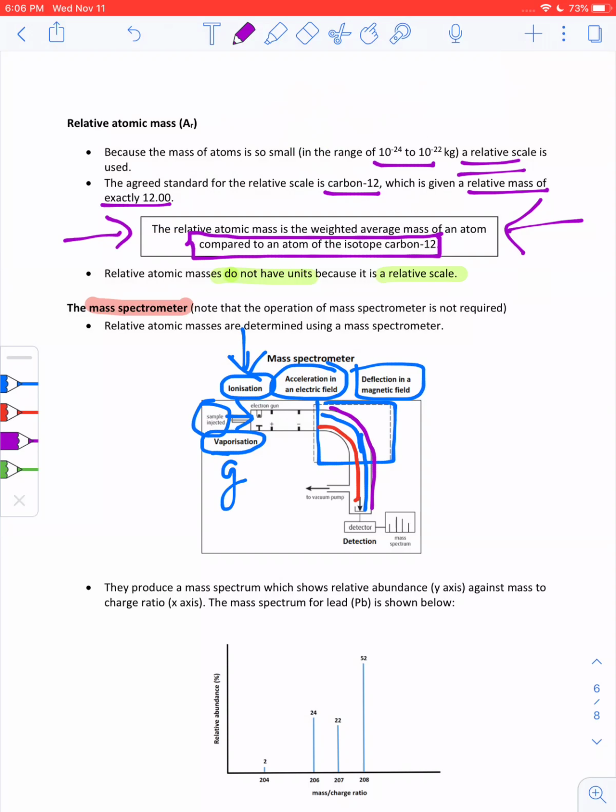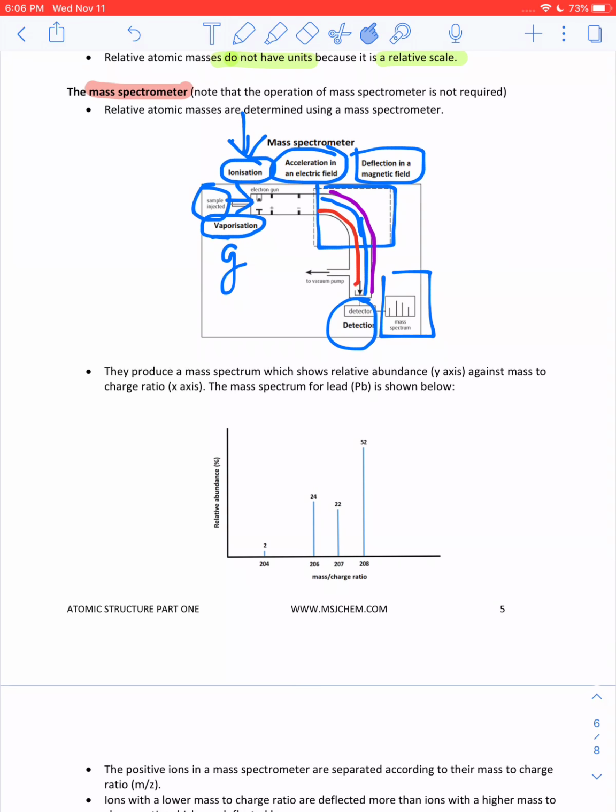Okay. And so then at the very end, there is a detector. After they're deflected through that field, the detector reads out the data and creates this mass spectrum. And a spectrum is where we just see things across an area. And so what the mass spectrum readout looks like, this is an example right here.